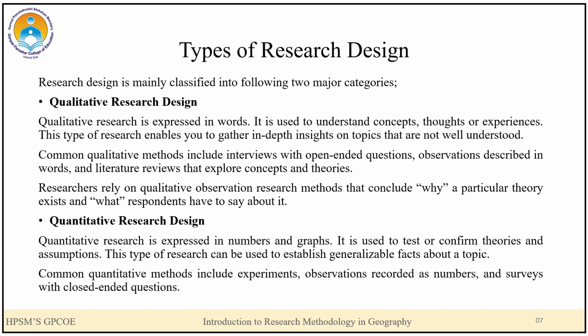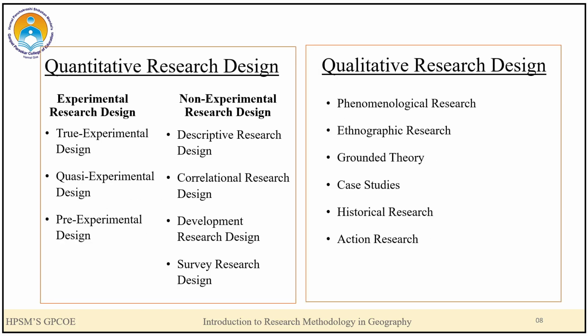The main difference over here is that in qualitative research design we use open-ended questions as such. It allows the user to express his own views regarding a particular topic. On the other hand, with regards to quantitative research design, close-ended questions are used, which do not allow the respondent to share his views regarding a particular topic. So on the basis of quantitative research design, it is further classified into two types, that is experimental research design and non-experimental research design.